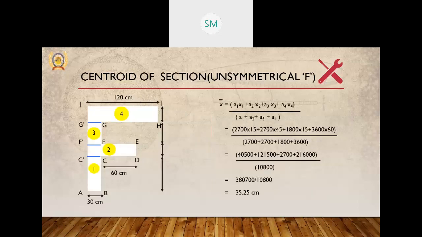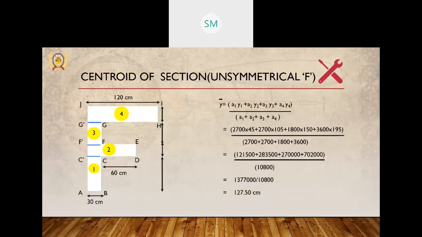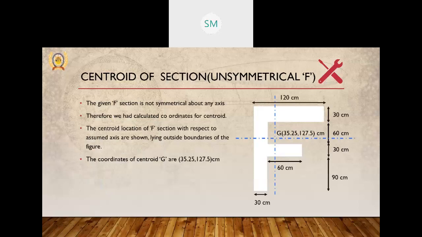Now putting all the values of A1 x1, A2 x2, A3 x3 and A4 x4 in the formula, divided by A1 plus A2 plus A3 plus A4, we find out that 35.25 centimeters is x bar, and similarly y bar is coming out to be 127.50. So we see that these coordinates of the centroid don't lie in the boundaries of the figure. So sometimes the centroid may exist outside the boundaries of the figure, as in this case we are seeing.